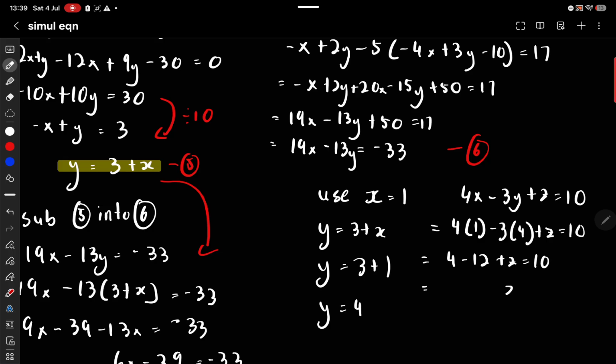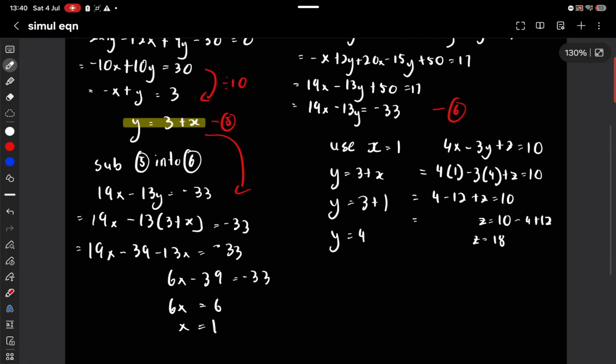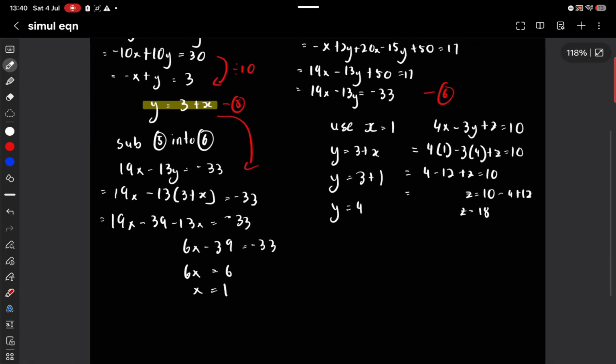So now what we're going to do is we're going to leave z here. So 10, we're going to bring 4 to the back, it comes to minus 4. Negative 12, bring to the back, we make it plus 12. So z is 10 minus 4, which is 6. 6 plus 12 is going to be... Wait, let me make sure. 10 minus 4 is 6. Plus 12, 18. And that is what our answer is. So our x equals to 1, y equals to 4, z equals to 18. There it is.